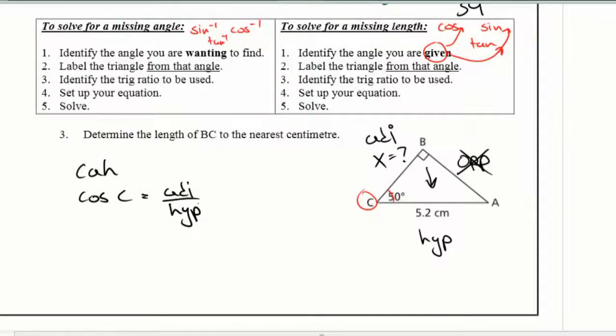I'm going to set up my equation now. Angle C has a measure. It's 50 degrees. It's given in the question. So the cosine of 50 degrees is the adjacent side, which I called X, divided by the hypotenuse, which is 5.2 centimeters.